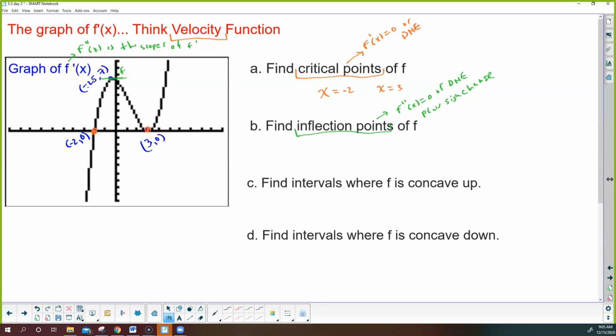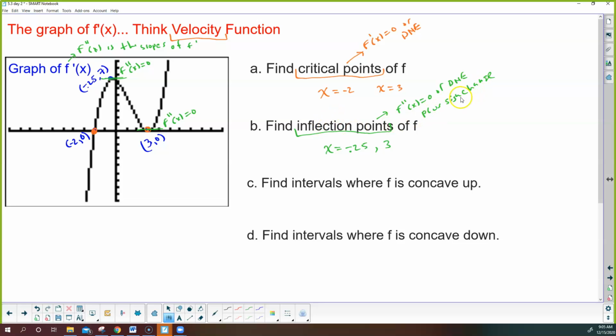Well, here the slope of f prime is equal to 0 because that's a maximum. And here the slope of f prime is equal to 0 because it's a minimum. So I've got two spots at which my original graph will have an inflection point.